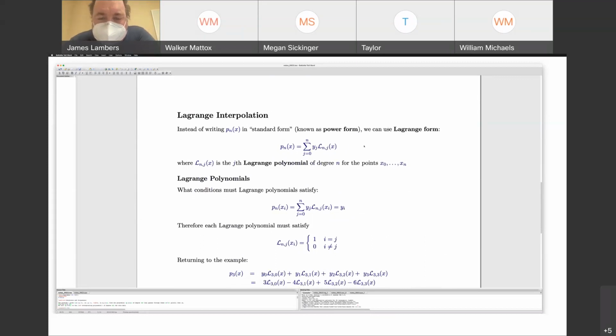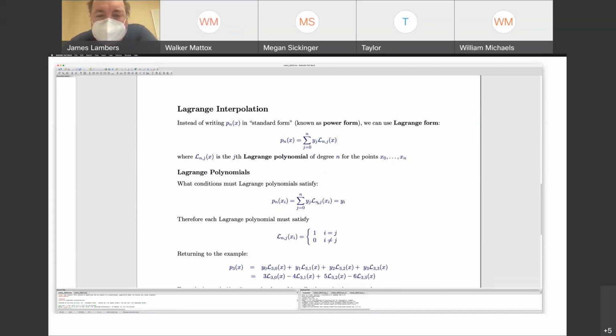So, Lagrange form. The polynomial is expressed as a linear combination of polynomials called Lagrange polynomials for the given x values. And then the coefficients are just the y values that you're given. The reason why that works is that the Lagrange polynomials are designed so that, because what you have is a sequence of polynomials, you have ln0, ln1, ln2, and so forth. You have n plus 1 Lagrange polynomials in total of degree n.